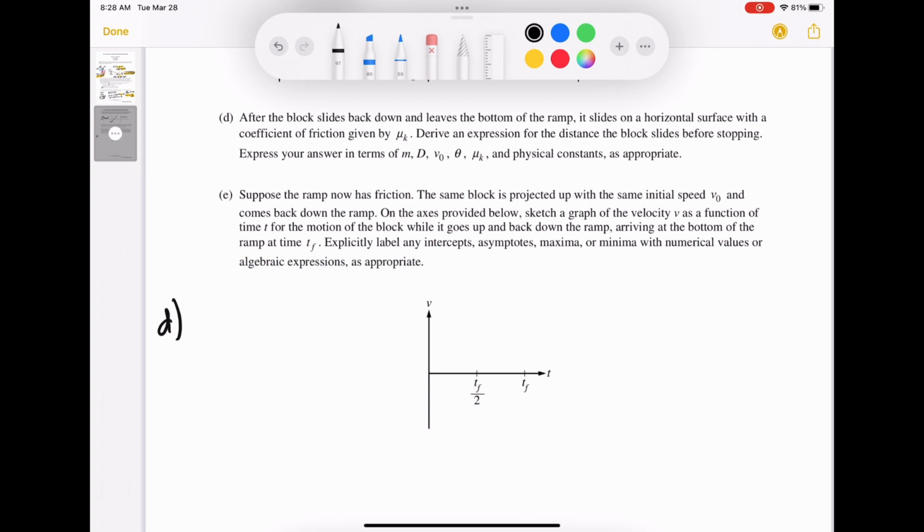So the method that I wanted to use here is actually using energy, okay? Both will work, but I think energy for me is a little bit easier. And so with energy, I'm thinking about how the work done by friction is equal to that initial kinetic energy that I'm starting with, okay?